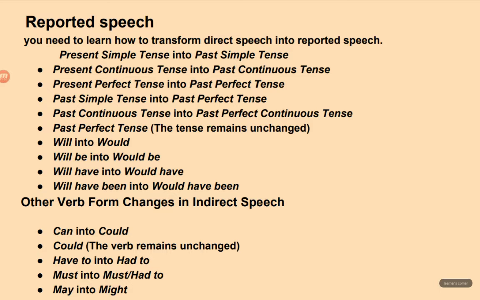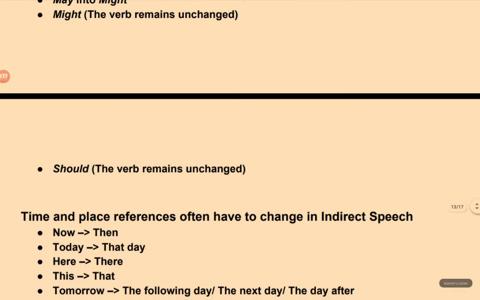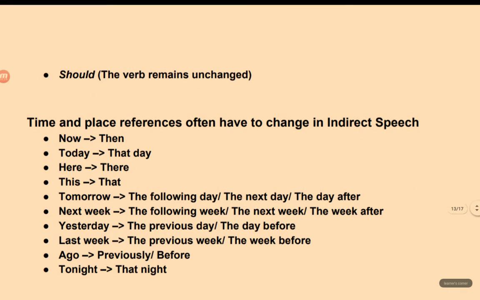Then the other changes. What are the other changes that we have to take care of when we are changing direct speech into reported speech? Can will be changing into could. Then could, that verb remains unchanged. Then have into had to. Must into must or had to. May into might. Might, if it comes, remains unchanged. That is the change coming when direct speech is turned into reported speech. Should also remains unchanged.